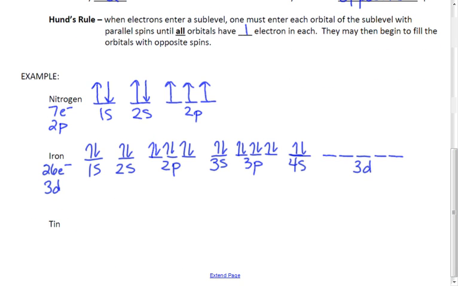So if I need 6 more, am I going to go 1, 2, 3, 4, 5, 6? I'm going to go up in all of these and then down on the first. There we go. Hund's rule tells us that this is not what it's going to look like. They're going to spread out as much as they can to start with, and then when they all have 1, then we'll go back and put that second one.